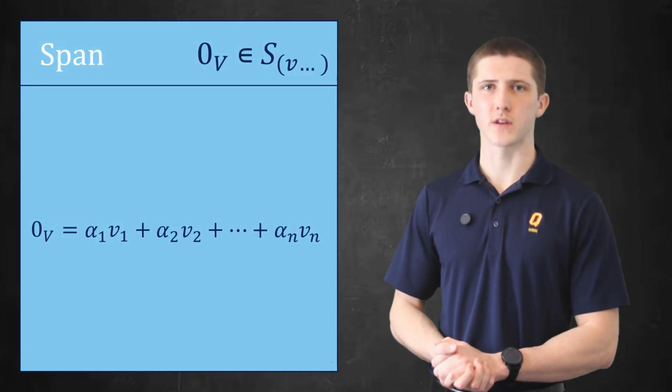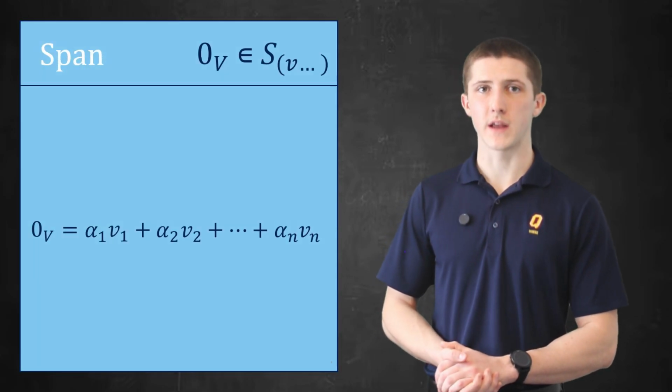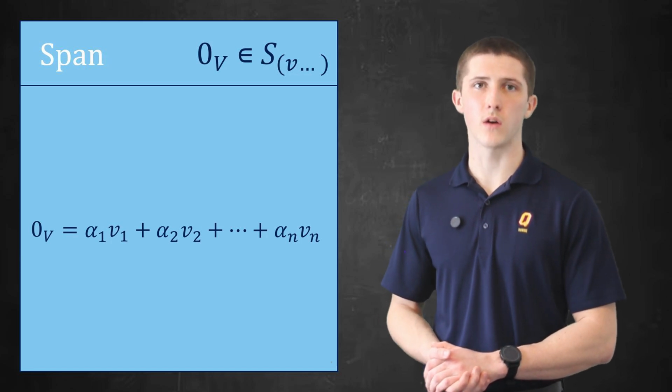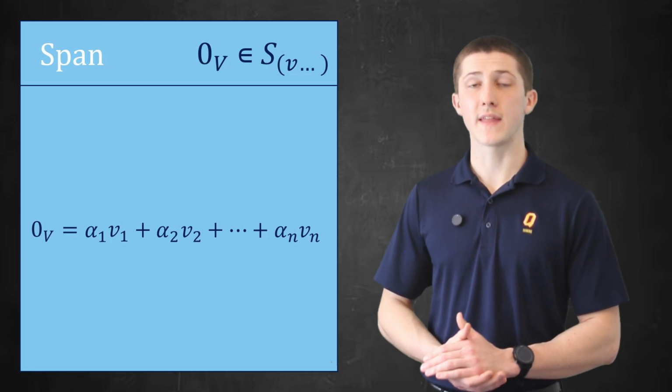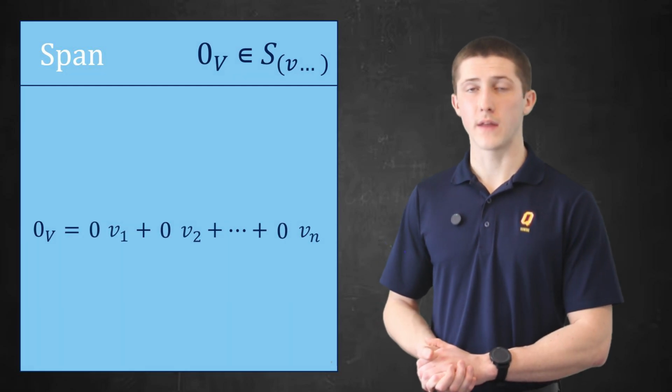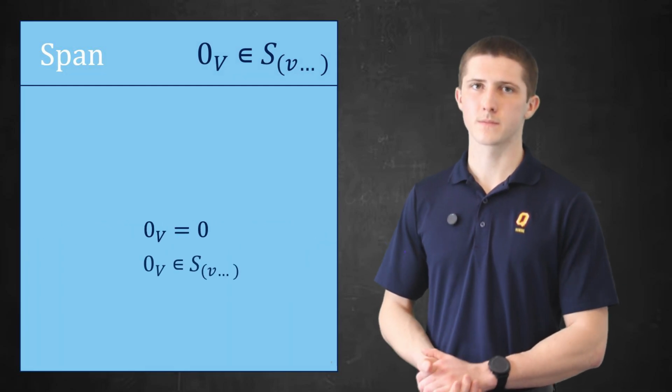If we're given a set of vectors, then we can write out a linear combination that the 0 vector equals alpha 1 v1 plus alpha 2 v2, and so on. Now to prove that that 0 vector is in our span, we just set all the alphas equal to 0, and then our resultant vector is 0.